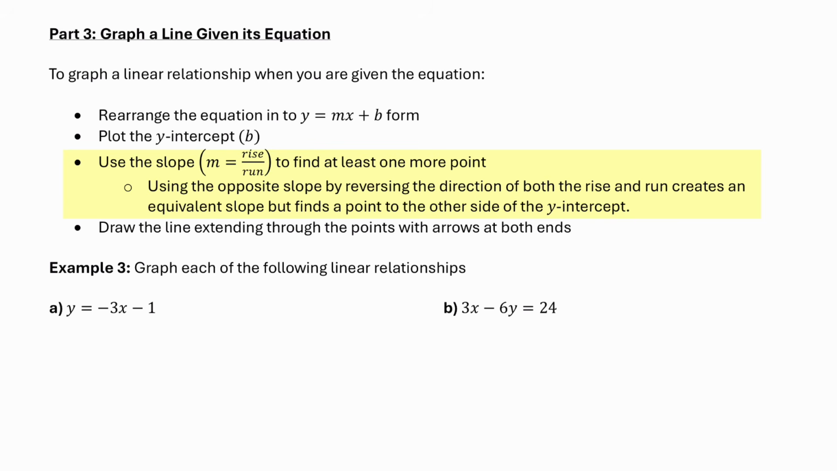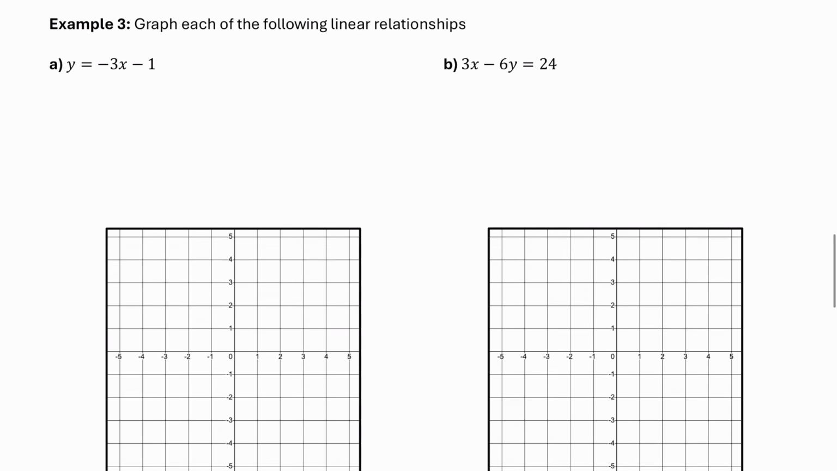And we'll probably want to plot more than one more point, so we might have to use the opposite slope by reversing the direction of both the rise and the run to create an equivalent slope but finds a point to the other side of the y-intercept. That will allow us to fill the grid with points to be able to graph the line very accurately. And then we draw the line extending through the points with arrows at both ends. So let's try out those steps with example 3.